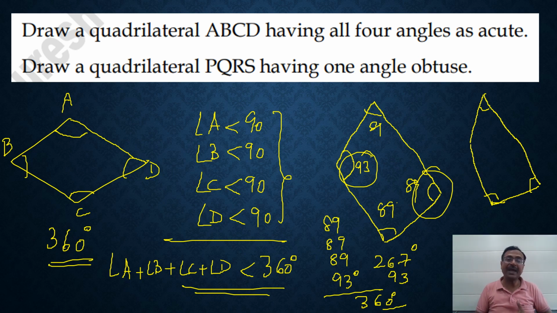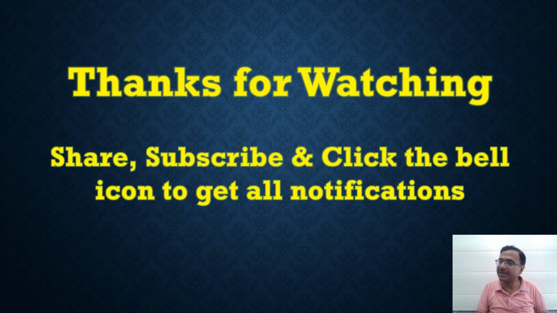You also can have two obtuse angles and you also can have three obtuse angles, but not four obtuse angles, because in that case, the sum of the four angles will be above 360 degrees. So friends, those are some basic concepts about triangles and quadrilaterals. I'm sure a very useful video for all the class 6 students.